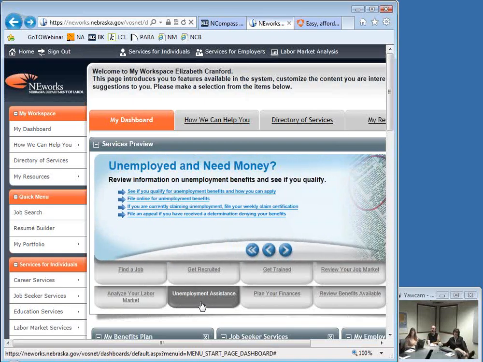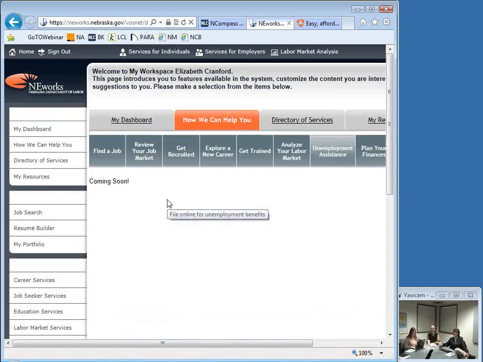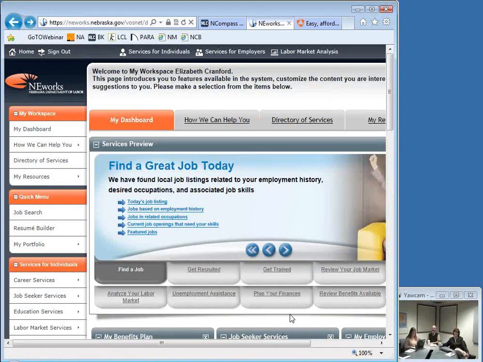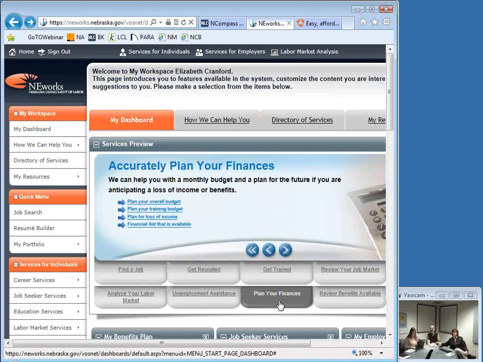Unemployment assistance, and this links back to our unemployment filing online. So if I click file online for unemployment benefits, it's going to have a link very soon to what Greg just showed us. Another thing is, NEworks also has an area for planning their finances.